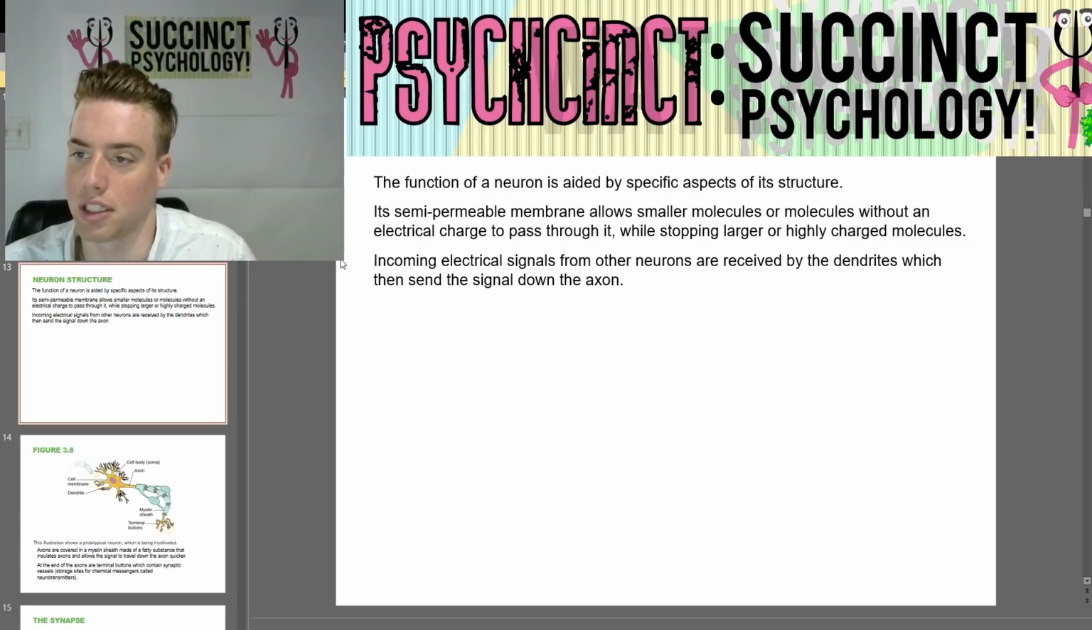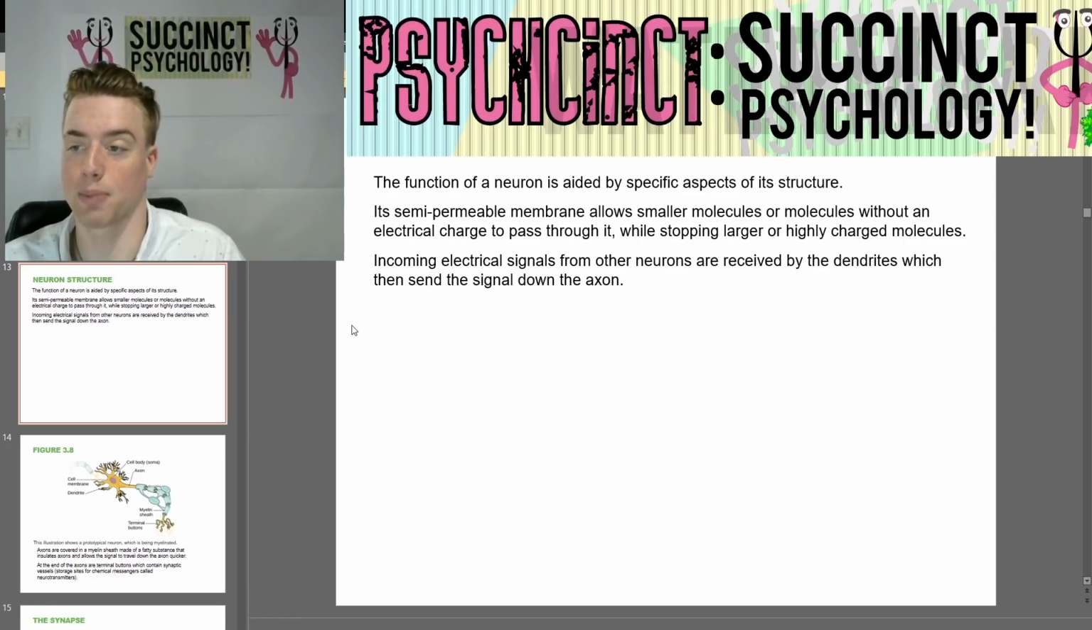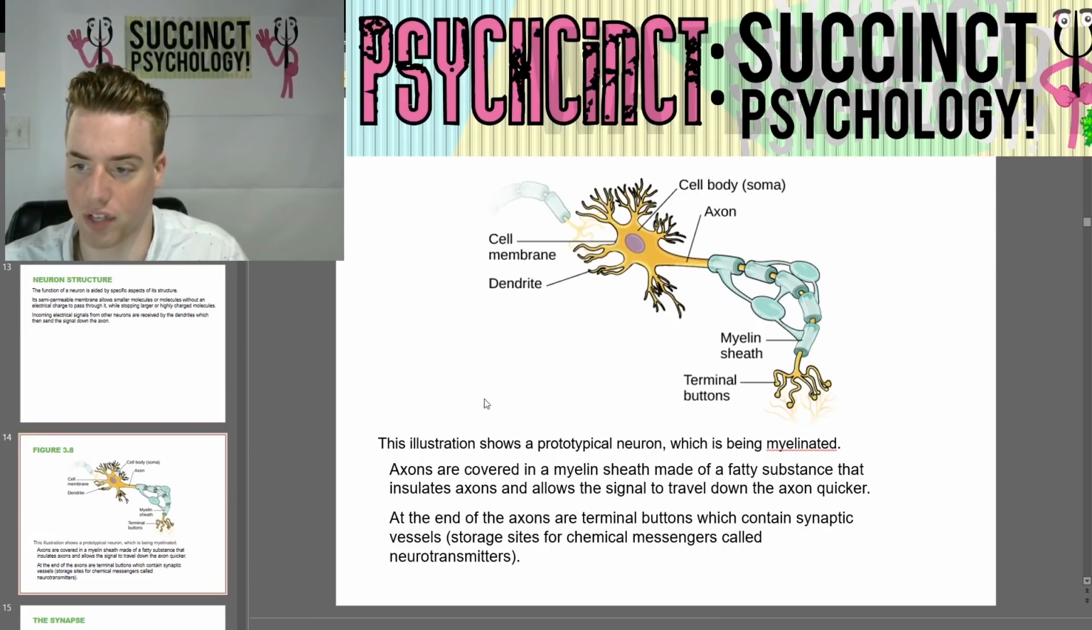So, continuing on from last time, we have neuron structure. The function of a neuron is aided by specific aspects of its structure. Its semi-permeable membrane allows smaller molecules, or molecules without an electrical charge, to pass through it, while stopping larger or highly charged molecules. Incoming electrical signals from other neurons are received by the dendrites, which then send the signal down the axon. So here we have a figure.